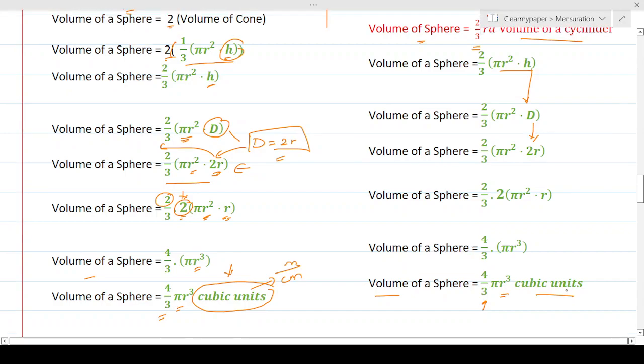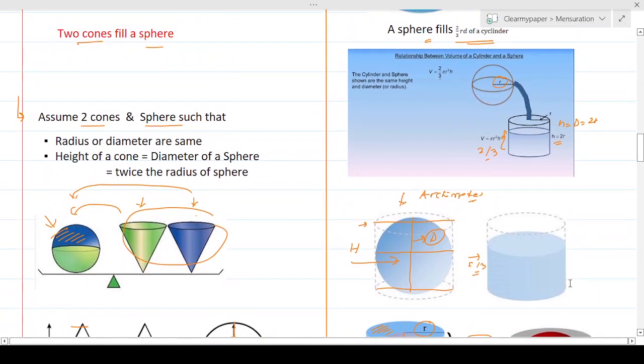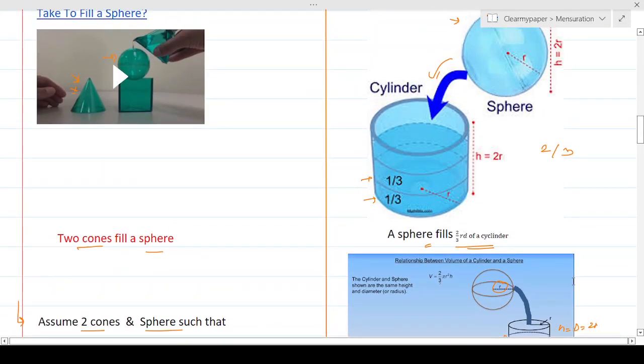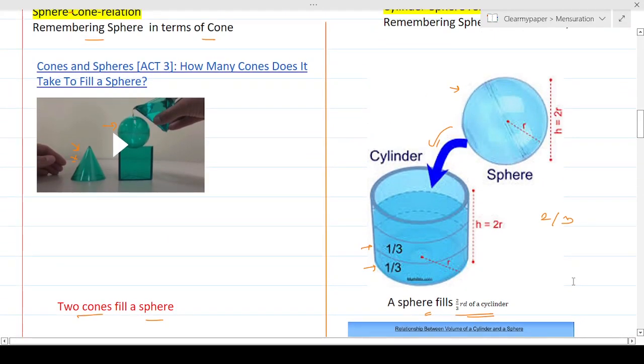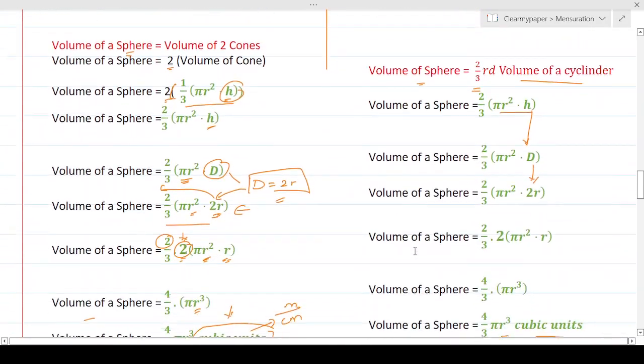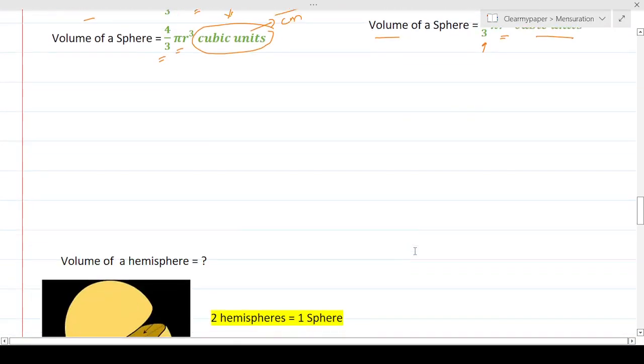That's how you derive it. So I gave both the explanations just to give you a sense that you can remember however you want. Both of them are not necessary. If you don't want to mug up the formula, just keep it in mind that I'm going to derive the sphere in terms of a cone or in terms of a cylinder, whatever you want. If it's a cone, it's going to take 2 cones to fill a sphere. If it's a cylinder, a sphere is going to fill 2/3 of a cylinder, and that's how you remember it.